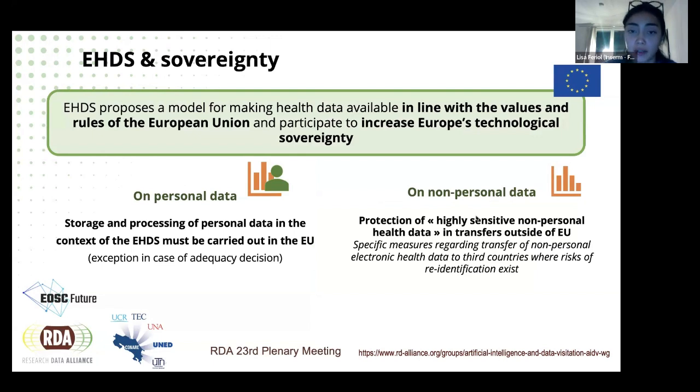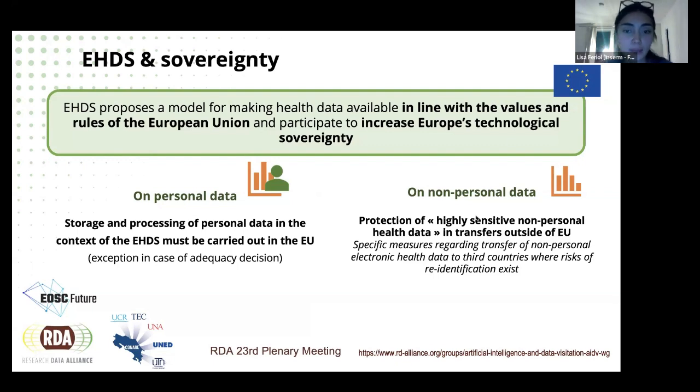Next slide, please. From the point of view of sovereignty, the model proposed by the EHDS is based on the values and rules of the EU and helps to increase European technological sovereignty. Rules are imposed on the storage and processing of personal data within the EU. And for non-personal data, data involving a risk of re-identification is protected when transferred outside the EU.